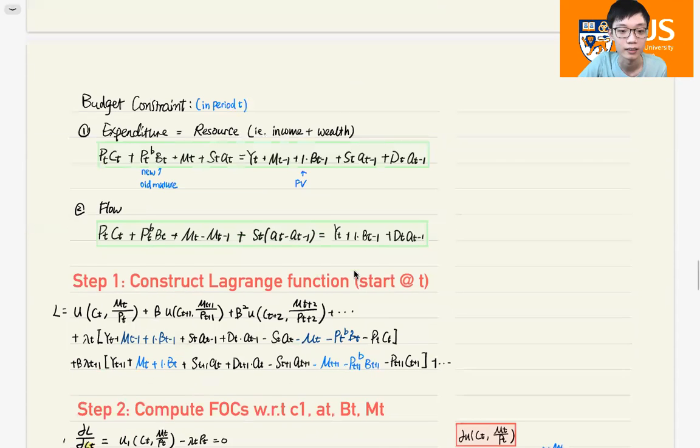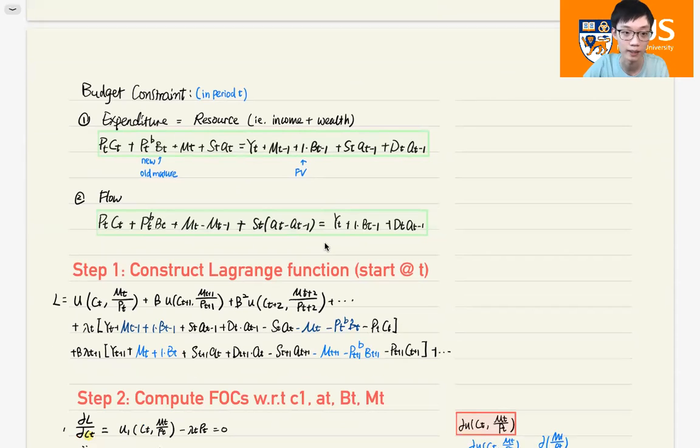Okay, the second perspective is to look at it from a flow perspective. So what goes in equals what goes out, right? Only in that way can your budget balance. So what goes in? I think the first left-hand side is what goes out. Consumption expenditure goes out, and you buy money, you buy bond, then it goes out. You want to hold more money, then it goes out. Then you want to buy more stock, it goes out.